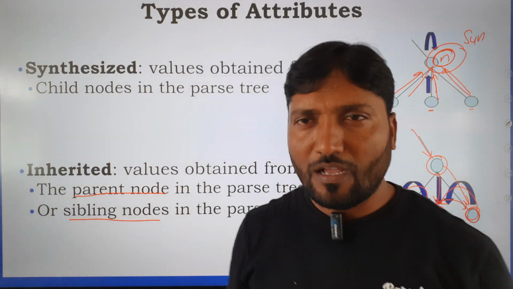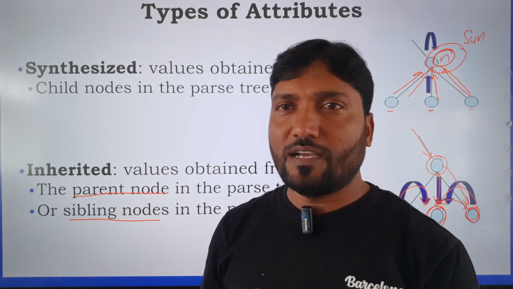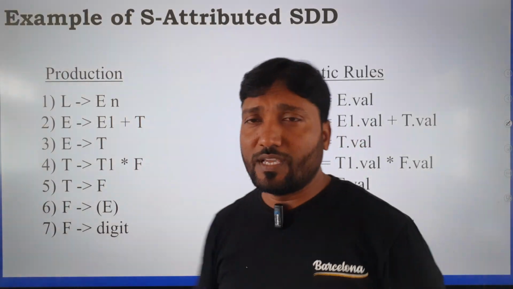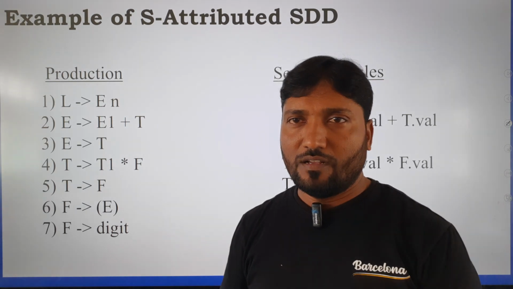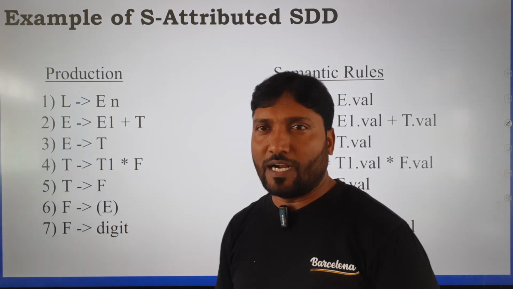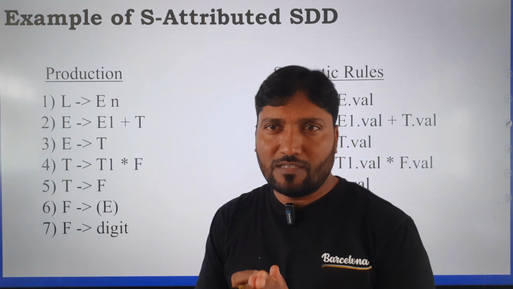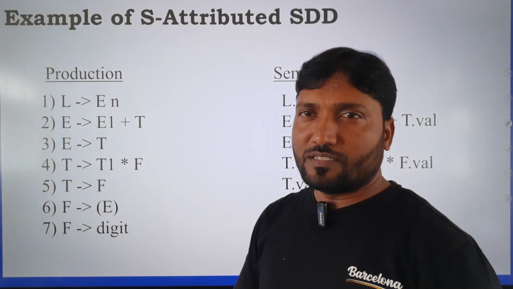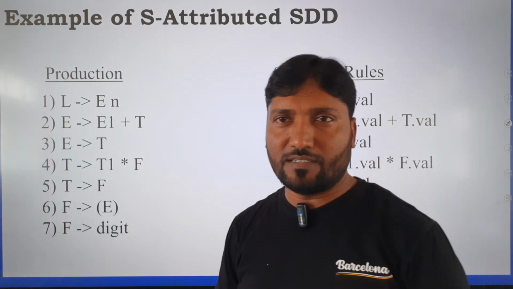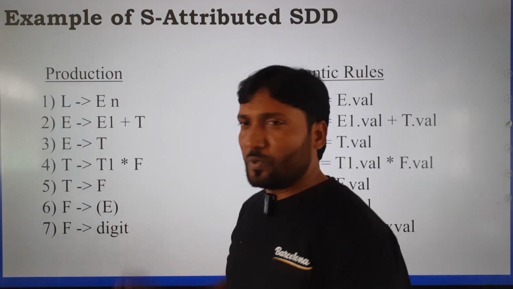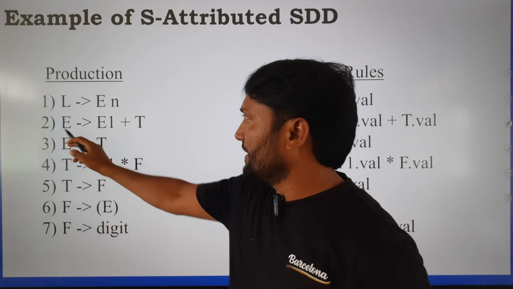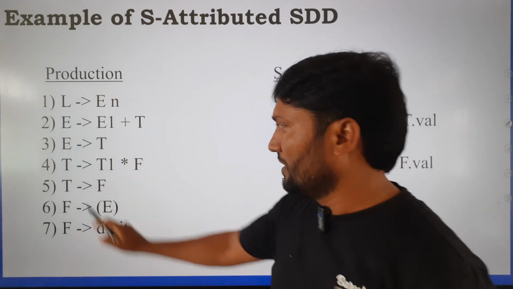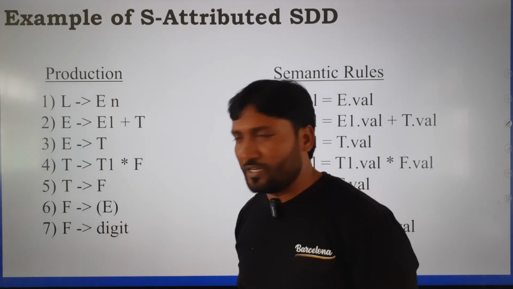Now, let us see how we can represent syntax directed translations. This is how we can show the syntax directed translation for the given context-free grammar productions. As we know, it is a set of attribute values and its rules. That becomes a syntax directed translation. Now, these are the given productions: L derives En, E derives E1 plus T, E derives T, T derives T1 star F, T derives F, F derives E and F derives digit.